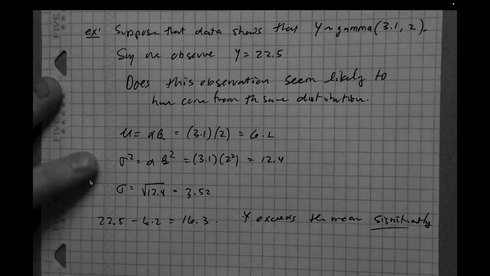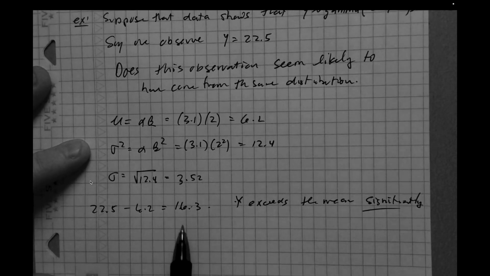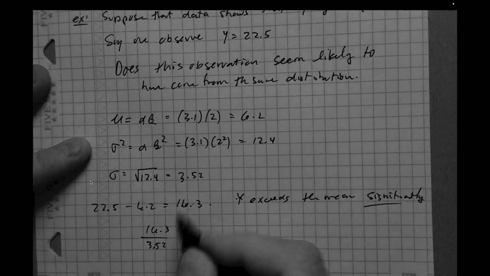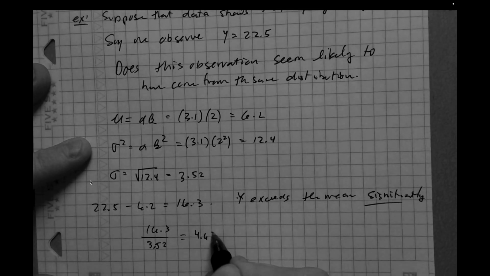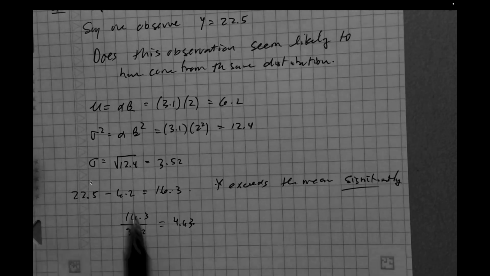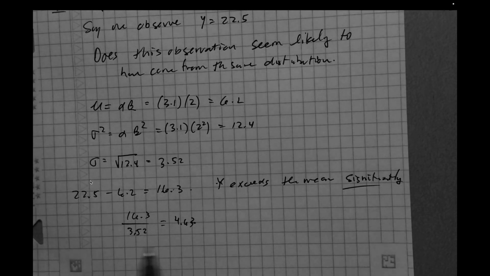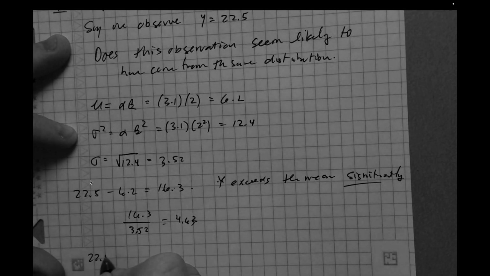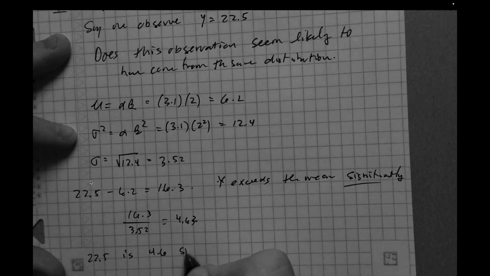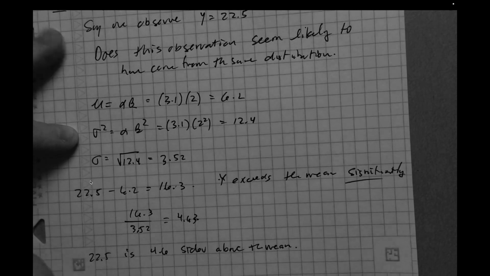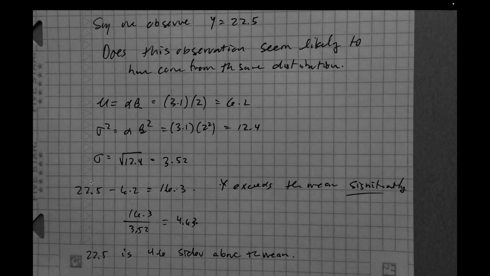And how large is it? Well, if we divide this down by the standard deviation, so 16.3 divided by 3.52, I get what, 4.63? Right? So this observation is 4.6 standard deviations above the mean. 22.5 is 4.6 standard deviations above the mean. Right? So this is an unlikely data point. But of course, you're going to have data points that are high for sure.